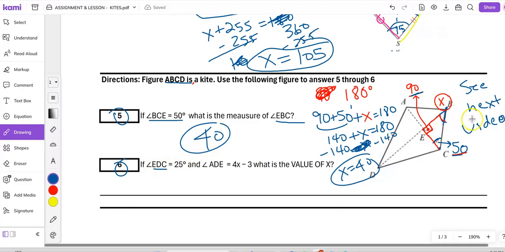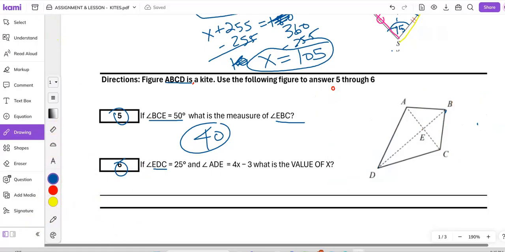Got to be careful on this. EDC, so I'm going to do some erasing here. Okay, there we go. So EDC is 25. Okay, so that's going to be this angle right here is 25. And ADE, this one over here, is 4x minus 3. Okay, what is the value of x?